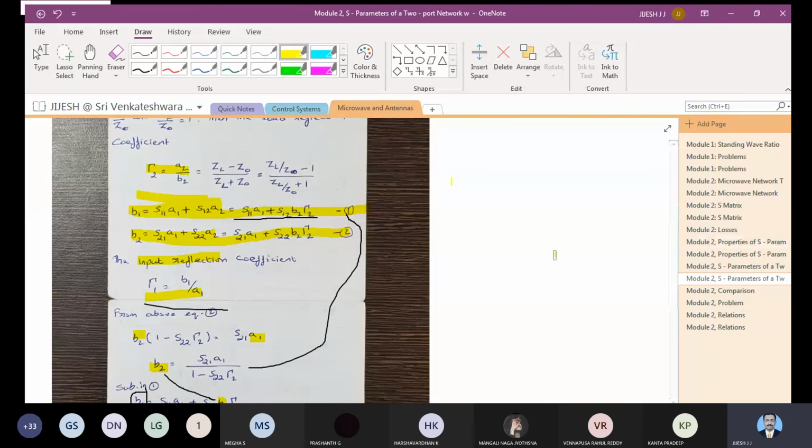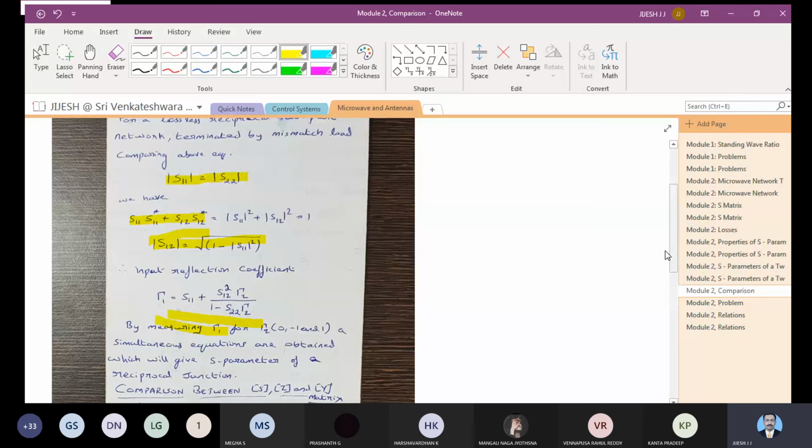So what we can say here is, in case of mismatched load, by measuring gamma 1 with gamma 2 as 0, -1 and 1, simultaneous equations are obtained which can give the S parameters of the reciprocal network. So we can find all these S parameters of the reciprocal network, like S12, S11 and gamma 1, gamma 2, if any one of the values is known. If you take gamma 2 as 0, -1 and 1, then you can subsequently find the rest of the things. So this is what you have for the mismatched network.